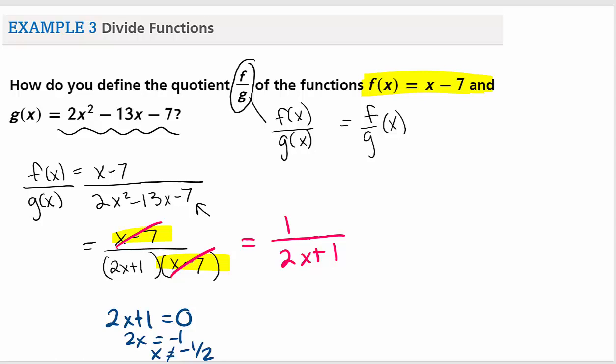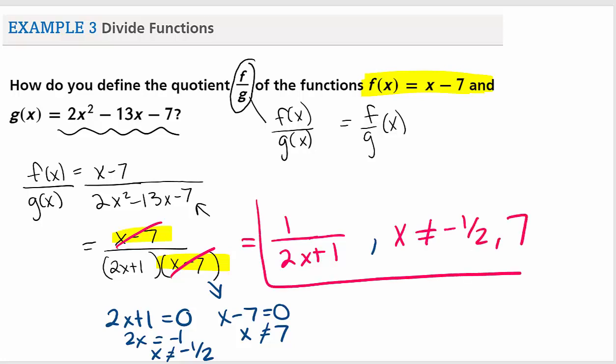Even though the x minus 7 canceled out, at one point it was part of the denominator. So we actually have to find our domain restriction for that too. So x can also not equal 7. We're finding out what the factors in the denominator equal, so we can say in our final answer, our domain, that x cannot equal those two numbers. So we need this entire thing as our solution.